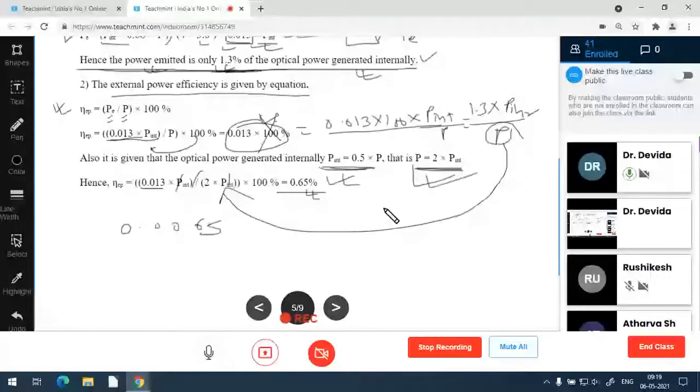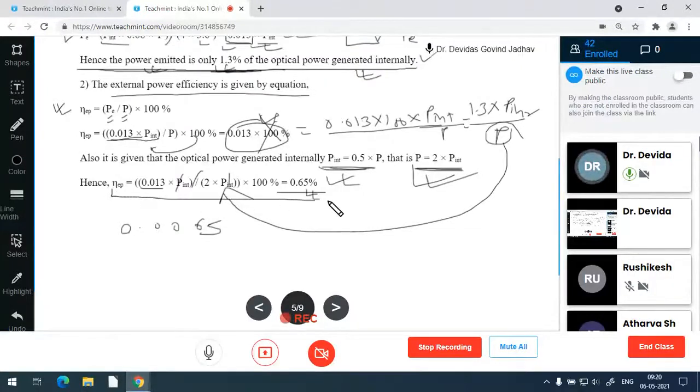Such a very low efficiency. External optical power emission efficiency is 0.65%. Out of 100 photons, only 0.65 photon is emitted. Out of 1,000, only 6.5 photons are emitted. Out of 10,000 photons internally generated, only 65 will be emitted. That is eta EP, the external power efficiency.